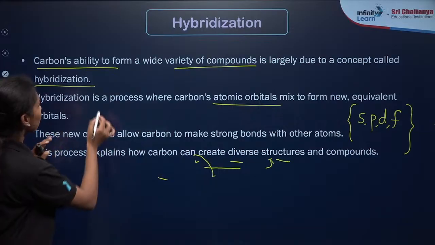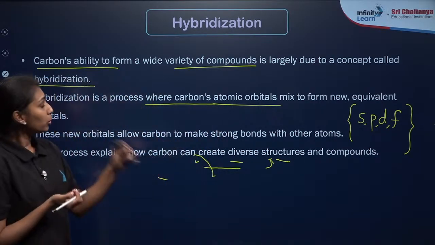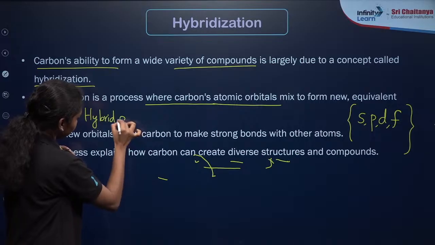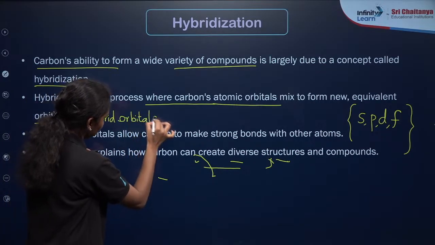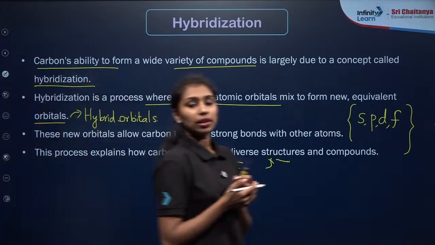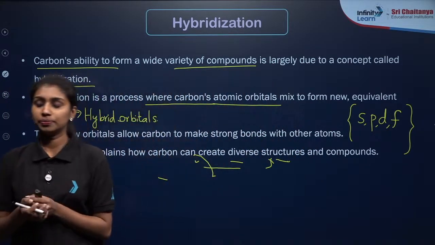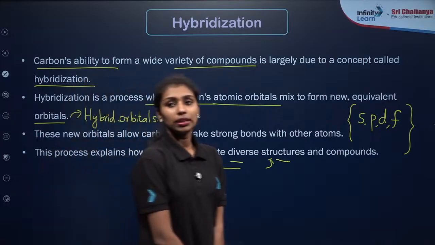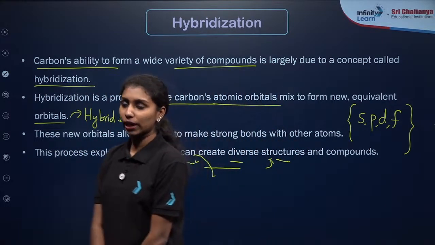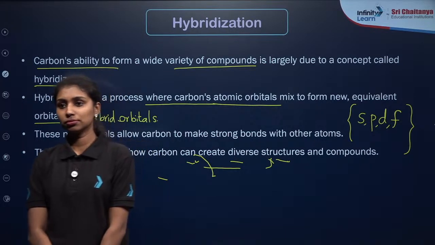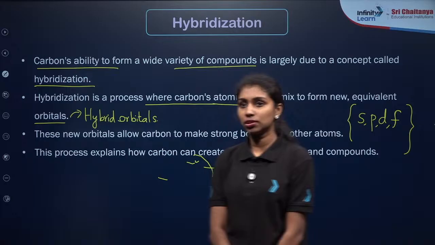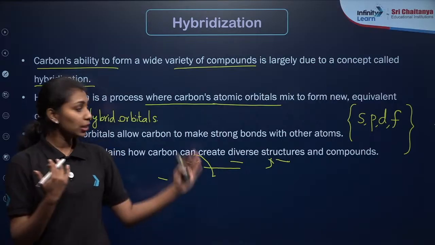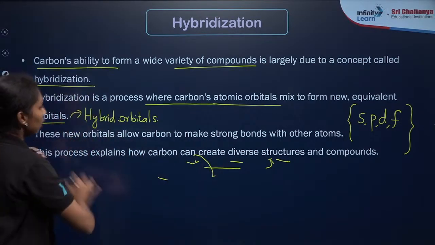Here it is given as: hybridization is a process where carbon's atomic orbitals mix to form new equivalent orbitals. These are known as hybrid orbitals. Clear? Then what about the electronic configuration of carbon? Anyone please respond in the comment box. Do you have an idea about electronic configurations? Yes, two or more orbitals combine to form new orbitals. Such a process is known as hybridization, and the new orbitals formed by the combination of atomic orbitals are known as hybrid orbitals, right?